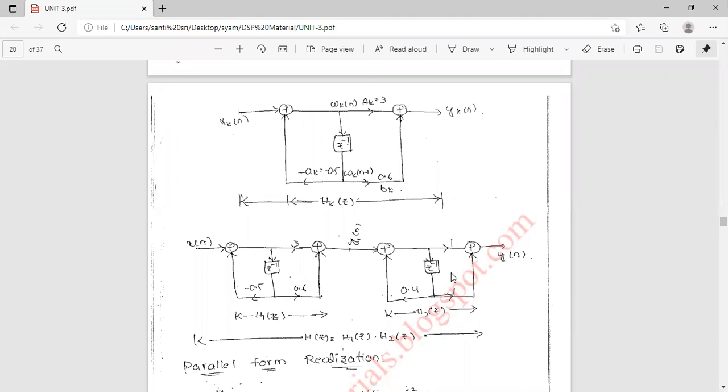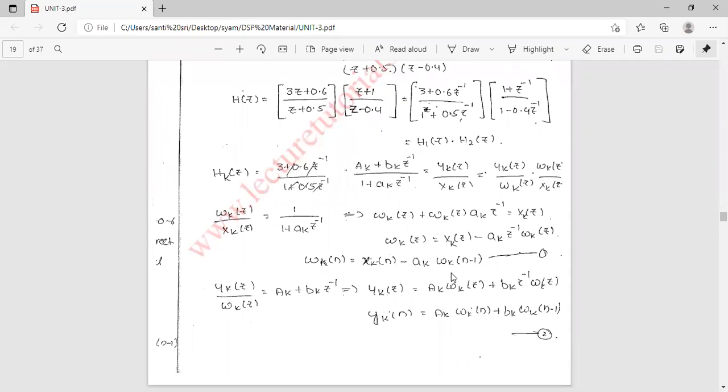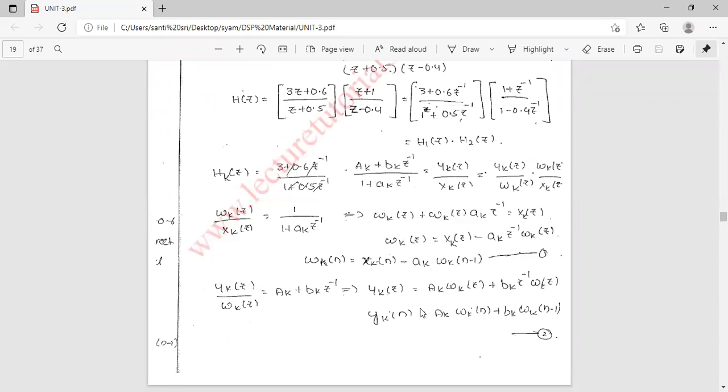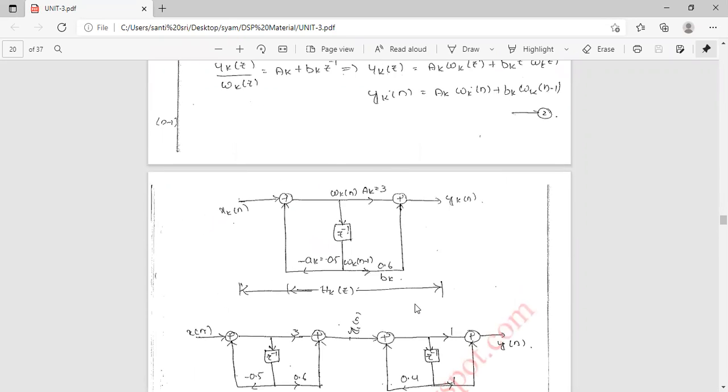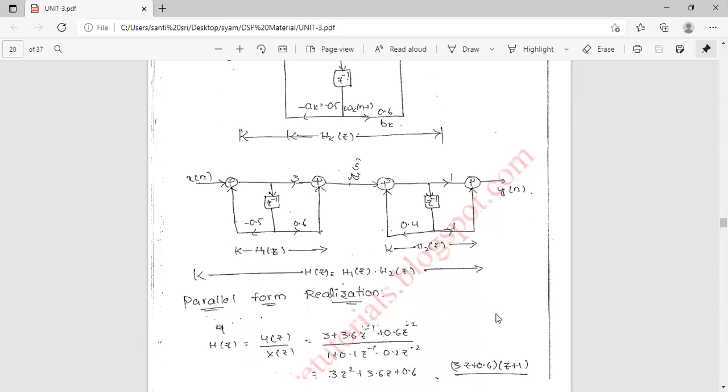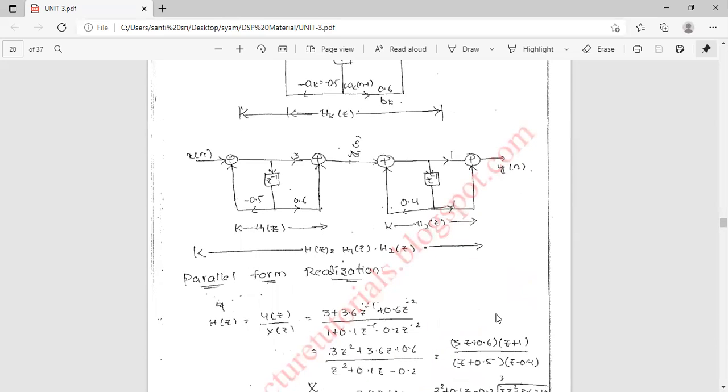What is h2 of z? It is 1 plus z power minus 1 by 1 minus 0.4 into z power minus 1. So like this, we can write h of z is equal to h1 of z into h2 of z. Next form is parallel form realization.